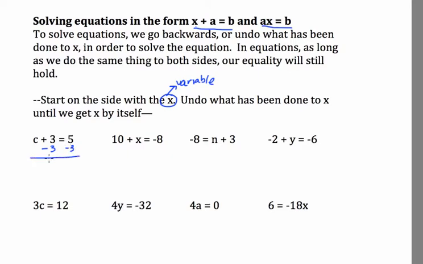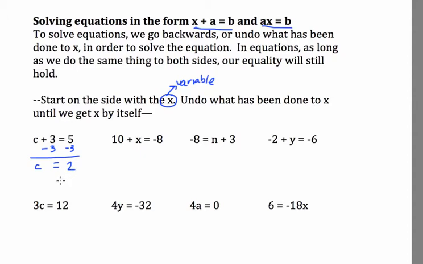What will happen? Well, you bring down your c. Positive 3 minus 3 adds up to be nothing, 0, so that's gone. Equals 5 minus 3 is 2. C equals 2. There's our answer.